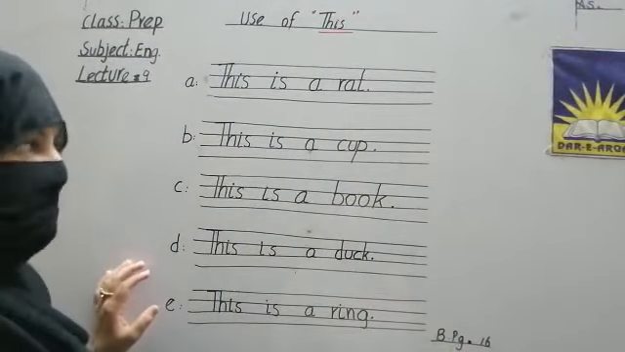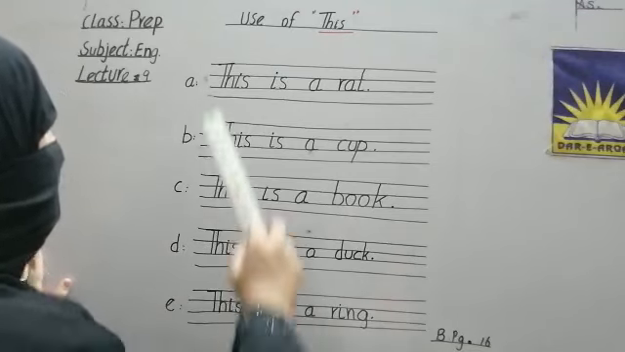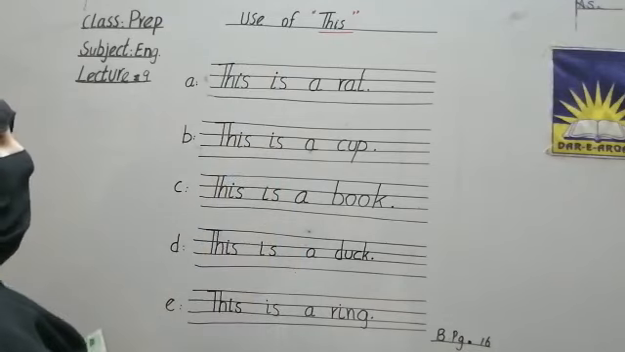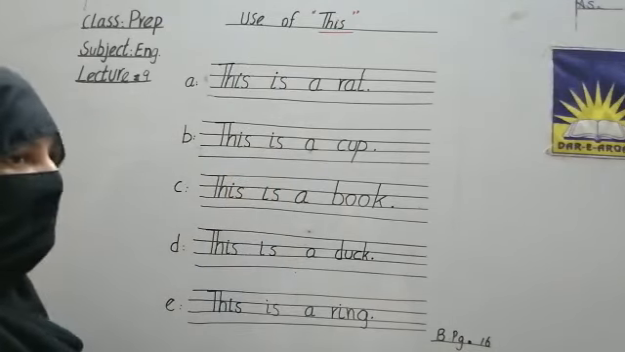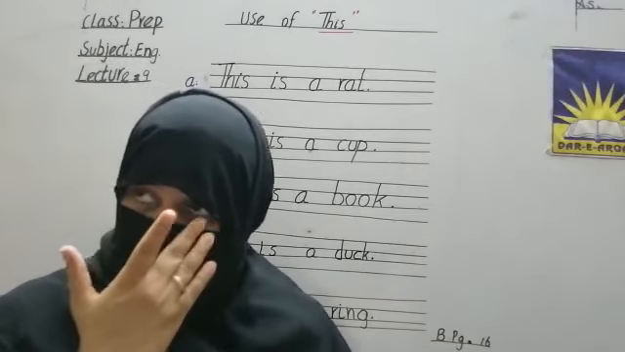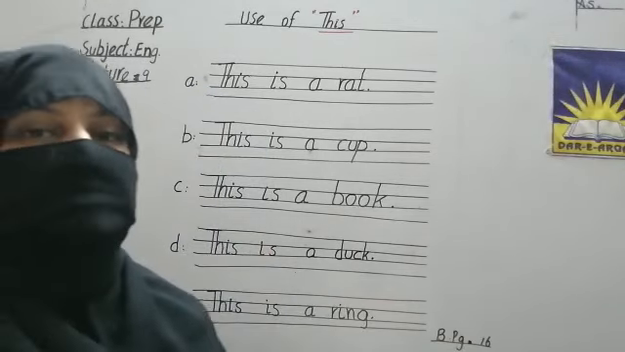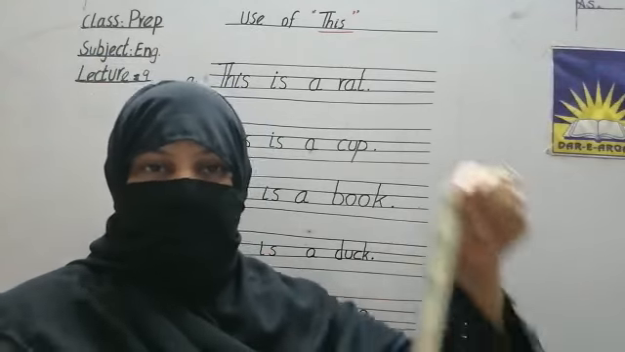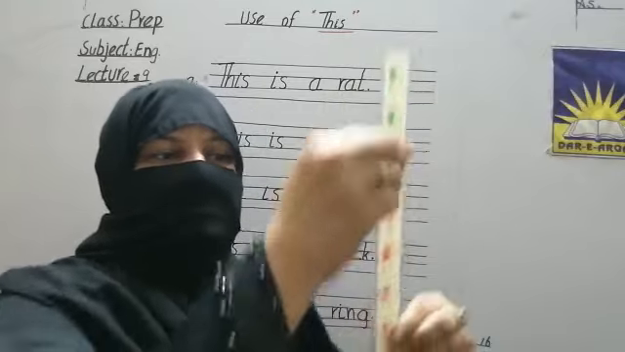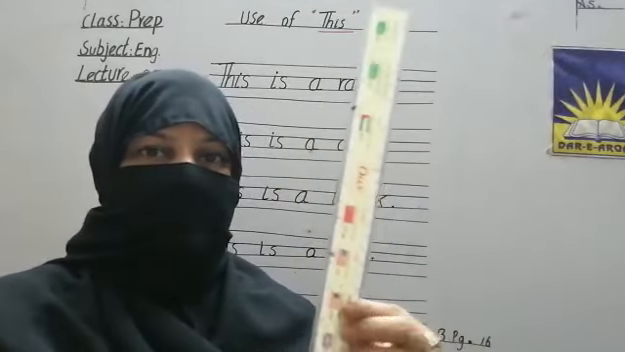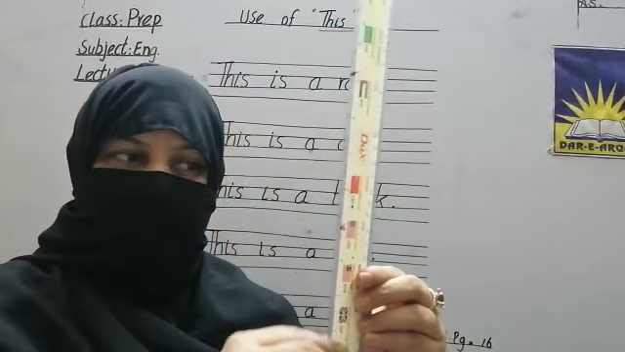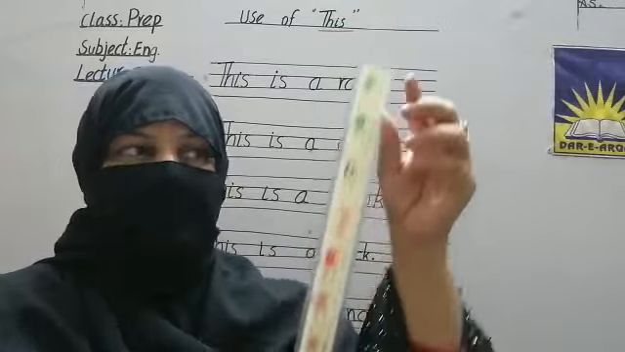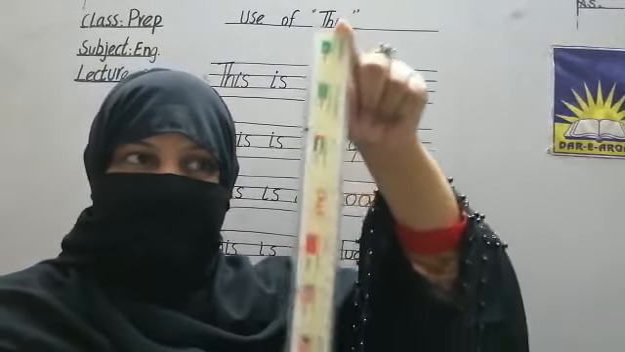Students, repeat this page with me. English book reading, use of this topic. Where do we use this? We use this when something singular is near us. For example, this is a ruler, because it is a singular object. So that's why I use the word this. This is a ruler.